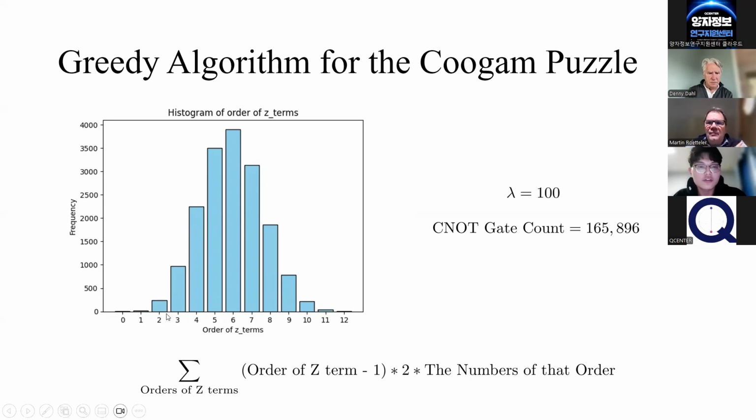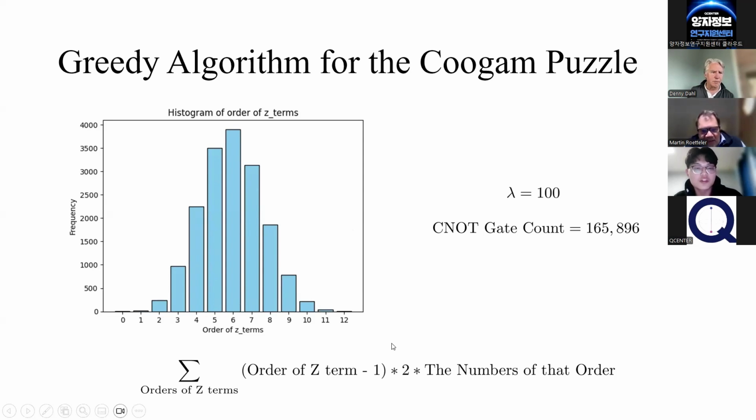And the histogram on the left analyzes the frequency of the order of Z terms. From this histogram, we can naively estimate the number of CNOT gates required to implement the cost Hamiltonian on a QAOA circuit, because for our ZZ gate, we need 2 CNOT gates, and for our ZZZ gate, we need 4 CNOT gates. Generalizing this to any order of Z gives the formula: (order of Z term minus 1) times 2.